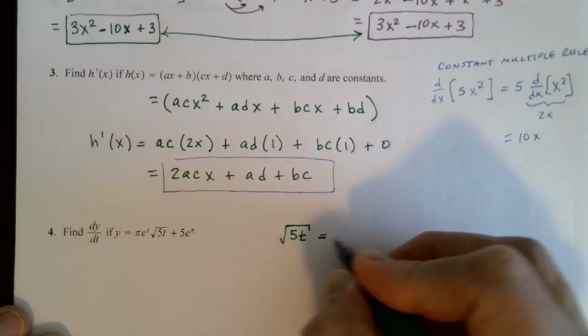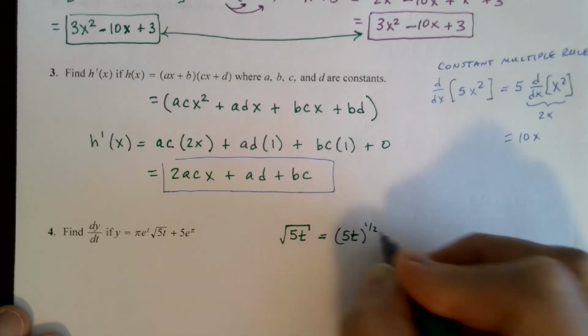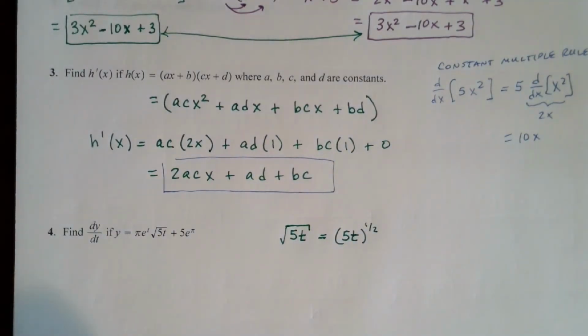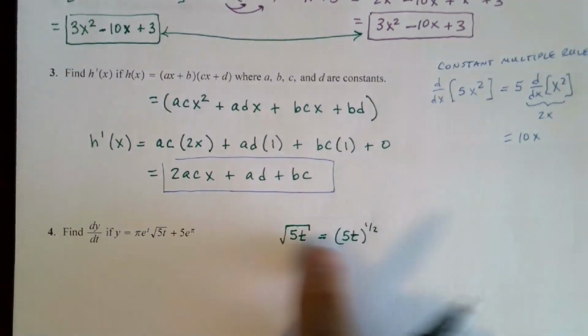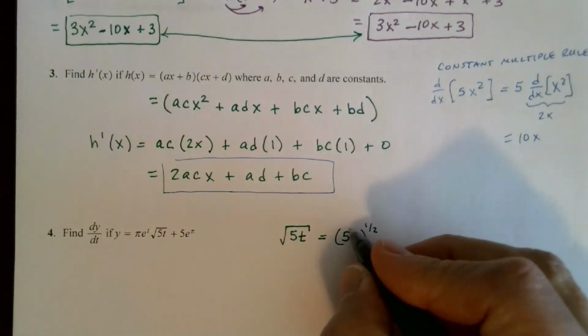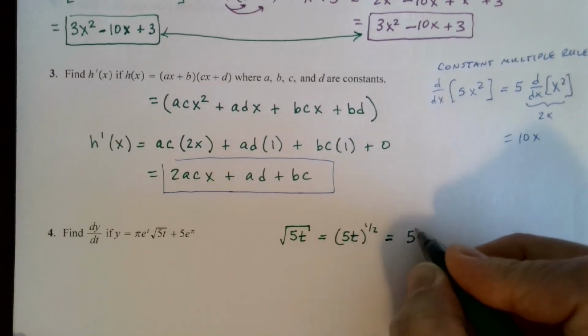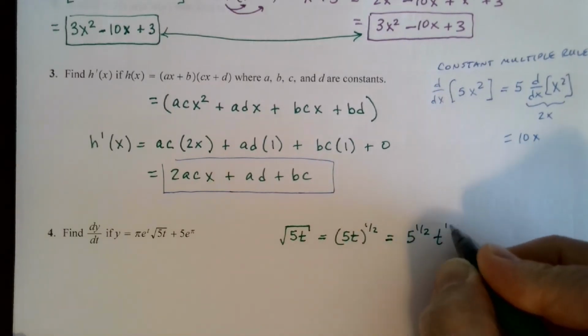Well, be careful. This is the same as 5t to the 1/2 power. All right, 5t to the 1/2 power. Now, if I was taking the derivative just of this piece, can I just use the power rule? Can I bring the 1/2 down and subtract 1 from the 1/2 and get negative 1/2 and be done? No, because inside I don't have t, I have 5t. This is not t to the 1/2. If it was t to the 1/2, you can use the power rule. But this 5t inside there changes things. But I can write this as 5 to the 1/2 times t to the 1/2.